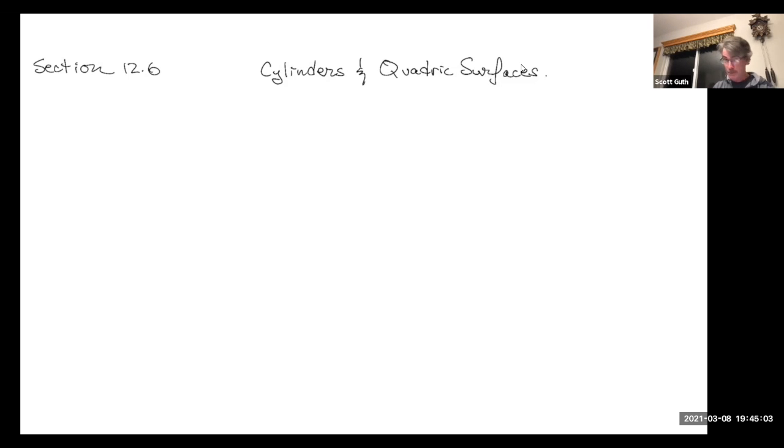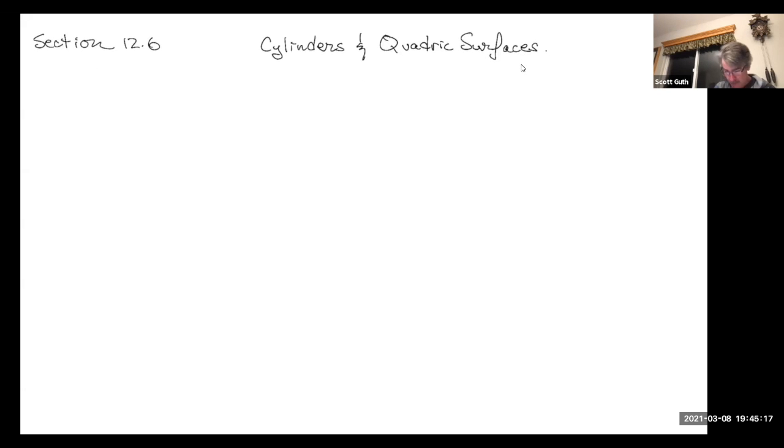Not tangent lines, but tangent planes. And all of that needs to happen on a new collection of things. Some of them you're going to be expected to be able to graph. Okay, so let's see what we can do here. This is not a lot of material here, but the graphs are not great. So let's just do our best here. So we're going to start with cylinders.